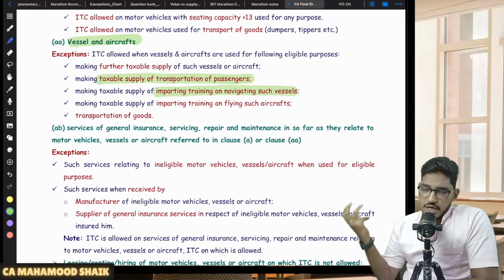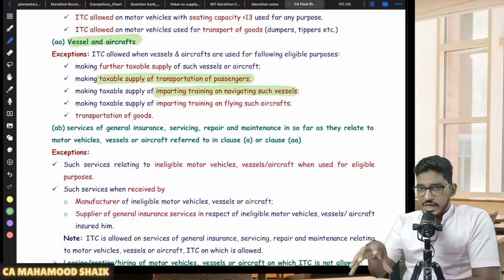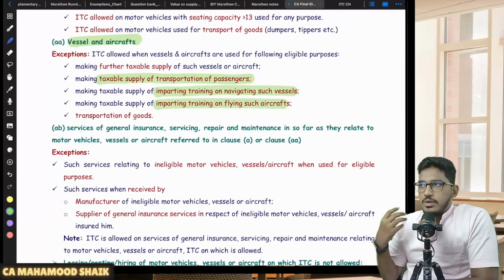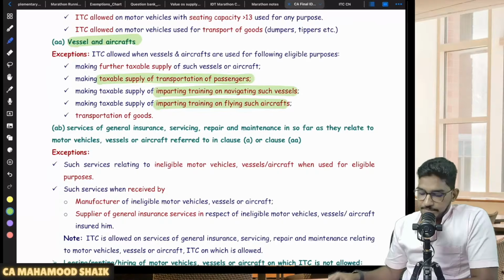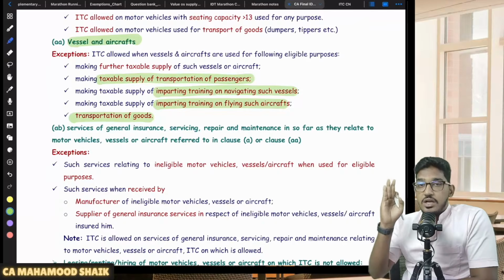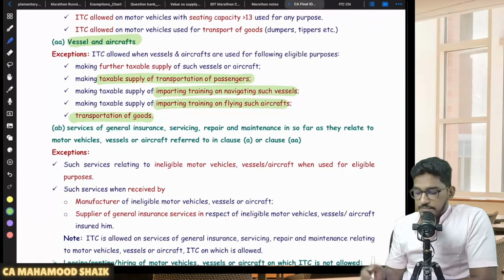Driving school, once again. For cars, we say driving school. Here we say navigation academy. And if you are making a taxable supply of imparting training on flying such aircrafts, so you are buying an aircraft and using it to provide skills on how to fly an aircraft. Or if you are using it for transportation of goods, if you are buying a vessel or an aircraft for using it for transportation of goods, not for passengers, then also you can enjoy the input tax credit.